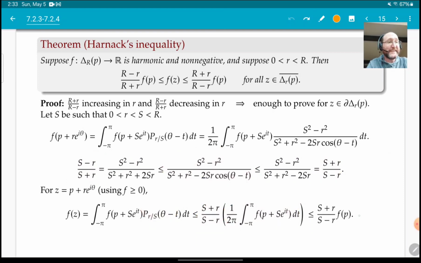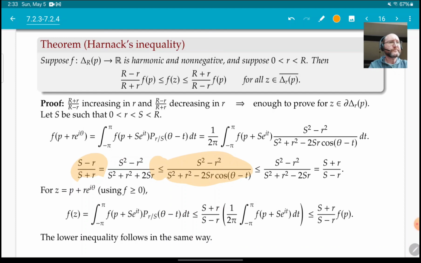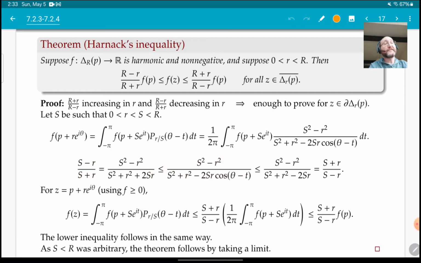The mean value property says that that's actually just f of p, right? Actually, that should be equal to. All right, but less than or equal to works just the same. Okay. So we've proved this for s instead of r, but we're just going to take a limit, and the other direction falls exactly the same way. You're just going to use this inequality, and then you take a limit as s goes to r, and you get the theorem, right? All right, so that was rather simple. It really follows from the Poisson formula and bounding the Poisson kernel.